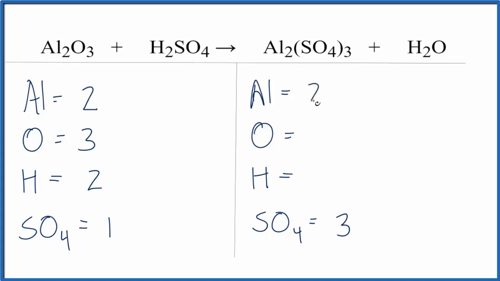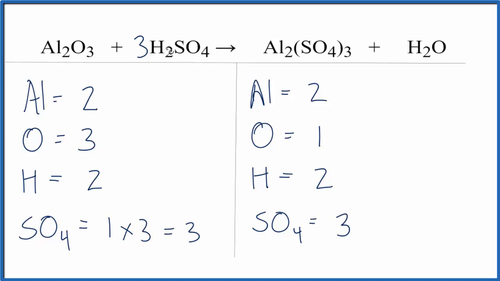We have 2 aluminums, we have the 1 oxygen, and 2 hydrogens. It looks like it might make sense to try to balance these SO4, the sulfate ion here. I have 3 here and 1 here. So I'm going to put a 3 in front of the H2SO4. So I have 1 sulfate ion times 3, 1 times 3. That gives me 3 of those. So now I have 3 of these SO4s on each side of the equation.